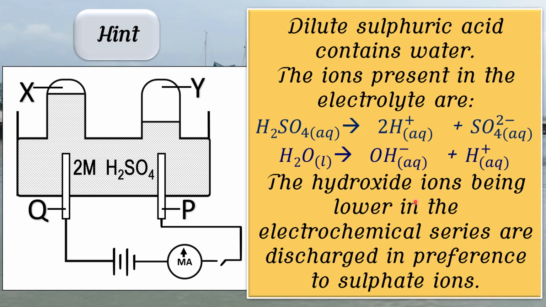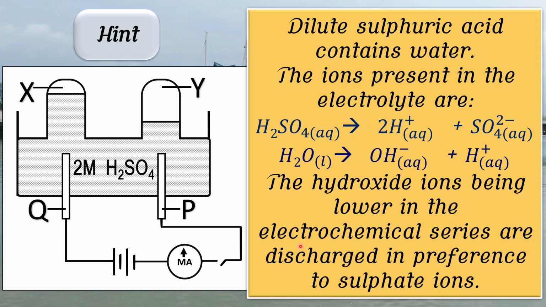So when you look here, we have the hydroxyl ions that are coming from water, and we have the sulfate ions that are coming from sulfuric acid. So those two anions are going to move to the anode. And when they reach the anode, one of them is going to be discharged. Will it be the sulfate or will it be the hydroxide?